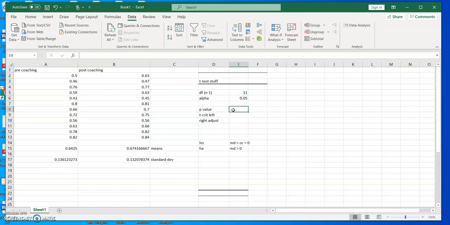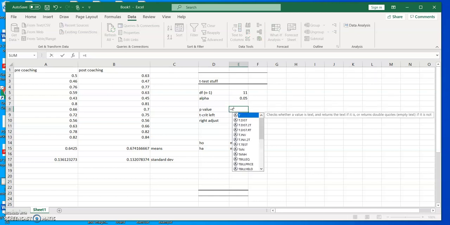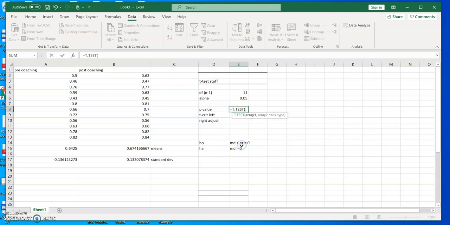Okay, so we're going to get our probability value, and this is what's going to indicate significance to us. I'm going to hit equal sign, then t.test. If you watch the two-sample t-test, this is going to look familiar for you. So I'm going to select my first data array. I've got my 12 participants. I'm going to hit comma. So I've got the pre-test in. I'm going to load the post-test now. Okay, so everyone matches up here.